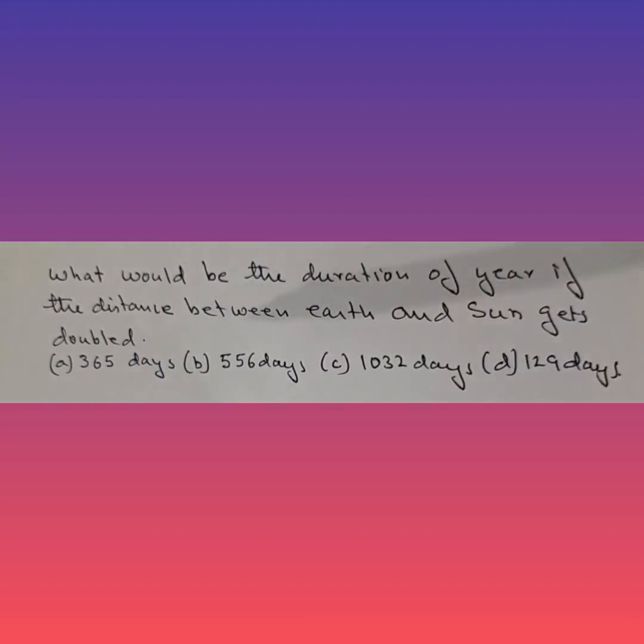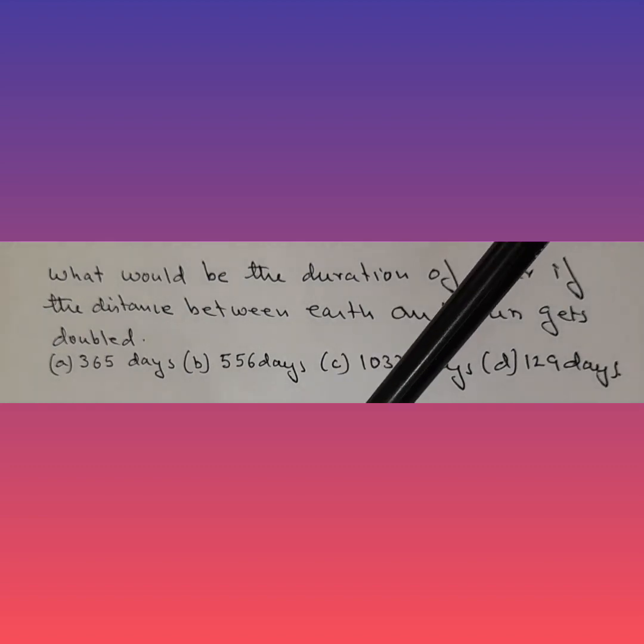Let's try and solve this sum out. What would be the duration of a year if the distance between Earth and Sun gets doubled? Very simple. The options are 365, 556, 1032, 129 days. Okay, focus on one thing: the value over here is very high. Now there's only one value which touches 4 figures. Fine. Let's progress now. Let's see how we sort it out.